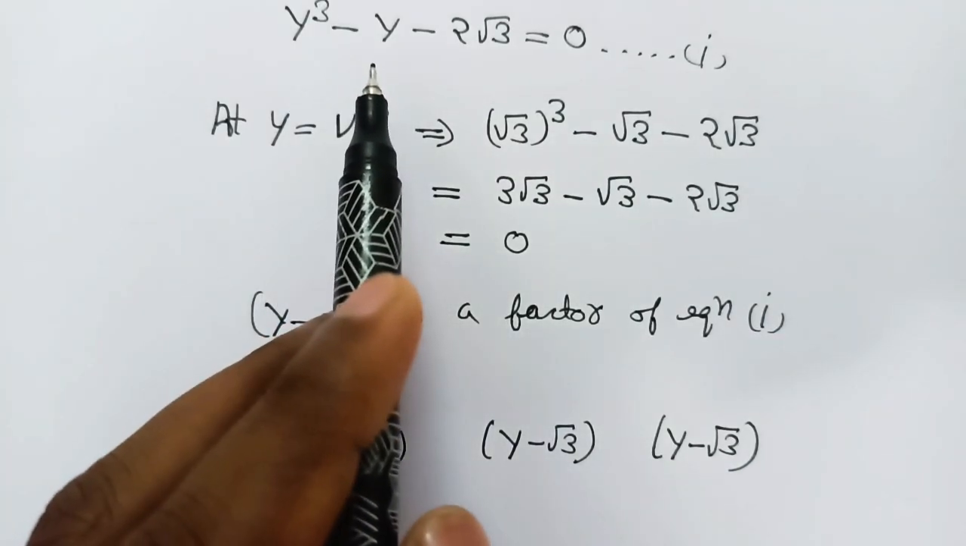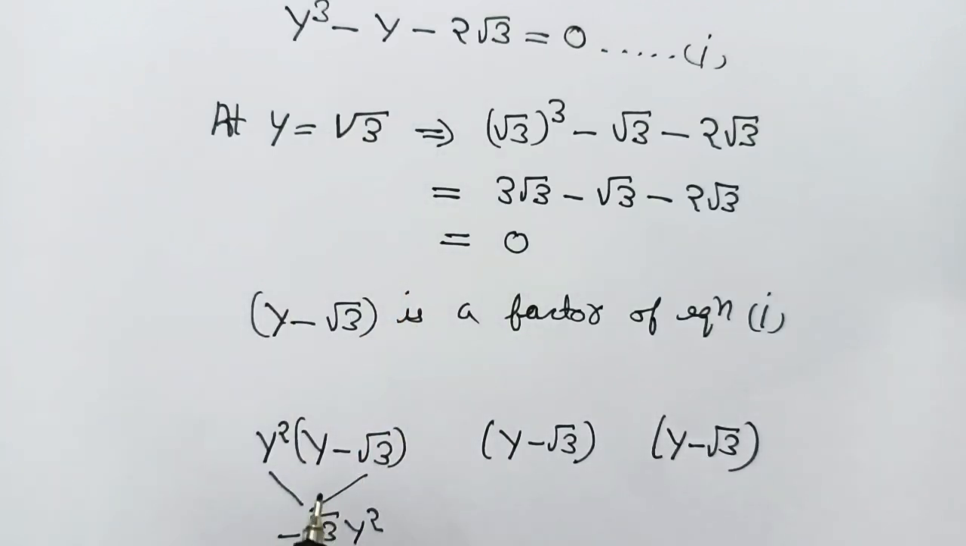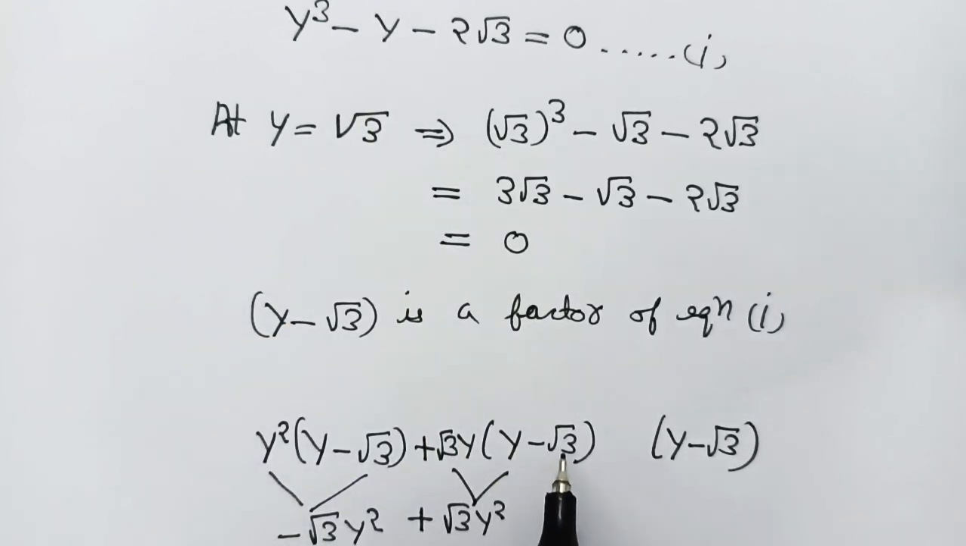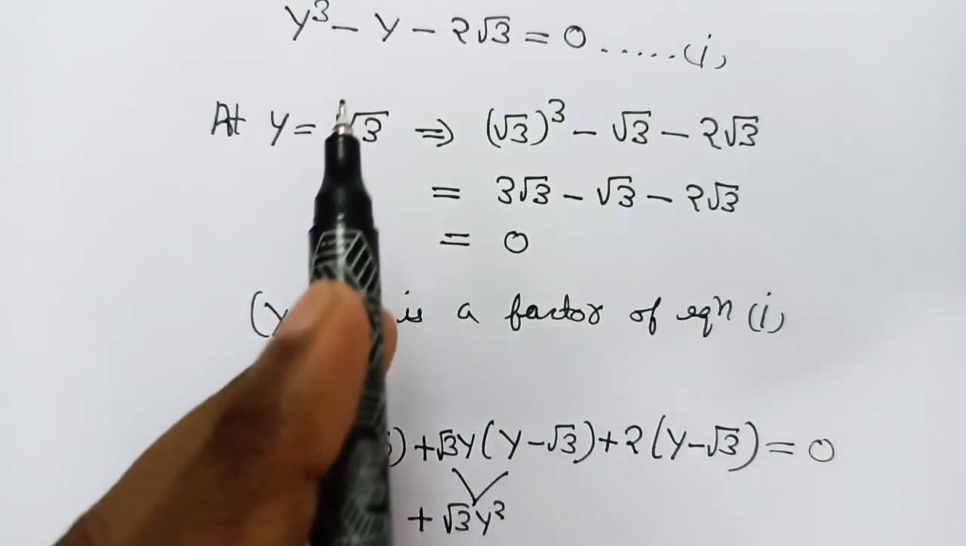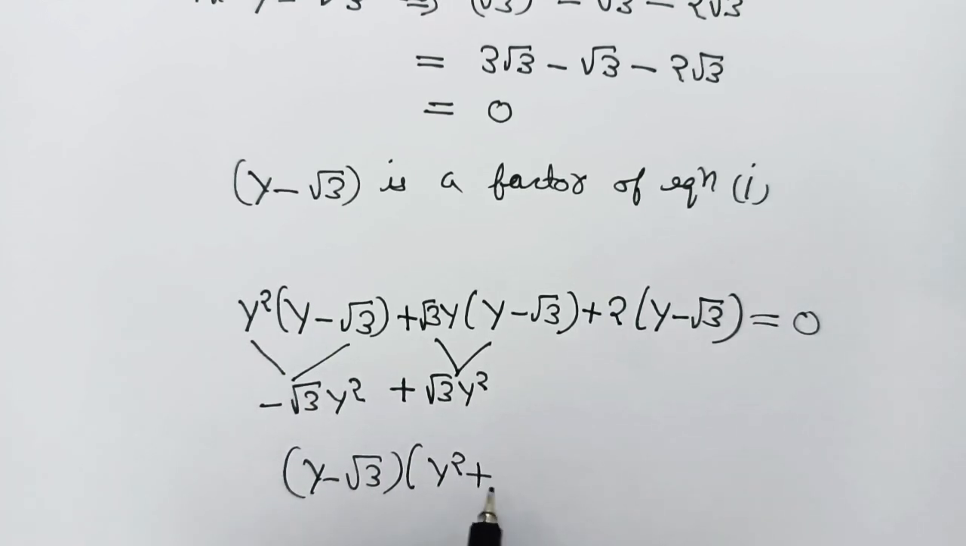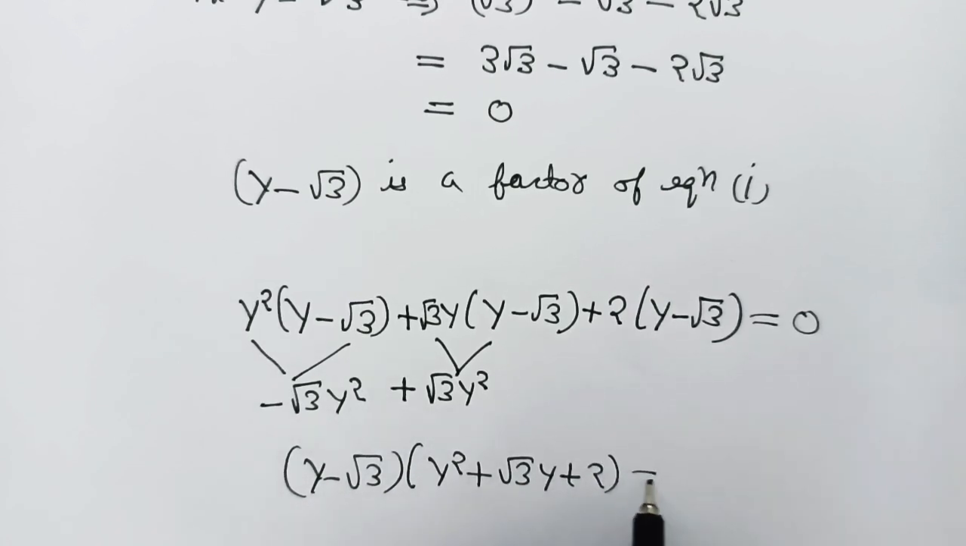In this cubic equation there is no y square term, so we can multiply the next part with square root 3 y. So we have square root 3 y square, which is positive. This value will cancel out, and that satisfies the cubic equation. Now we have square root 3 y into minus square root 3, so we can multiply here with positive 2, which is equal to 0, and this whole portion satisfies the cubic equation. After factorizing, y minus square root 3 is common, and the rest is y square plus square root 3 y plus 2 is equal to 0.